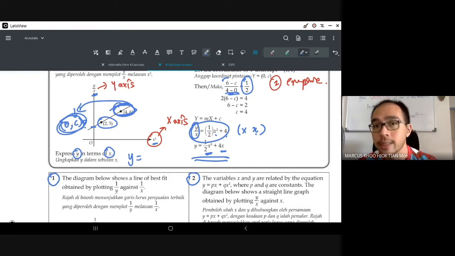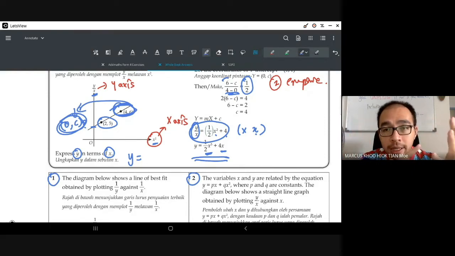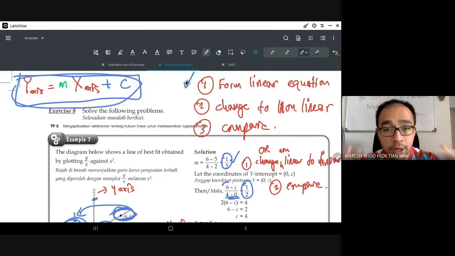If you don't know how to answer, it's okay. Move on to the next one. Just make sure that you know how to calculate the gradient, how to calculate the y-intercept, and then put it into this one. If you can do up to here, that's good enough for today.